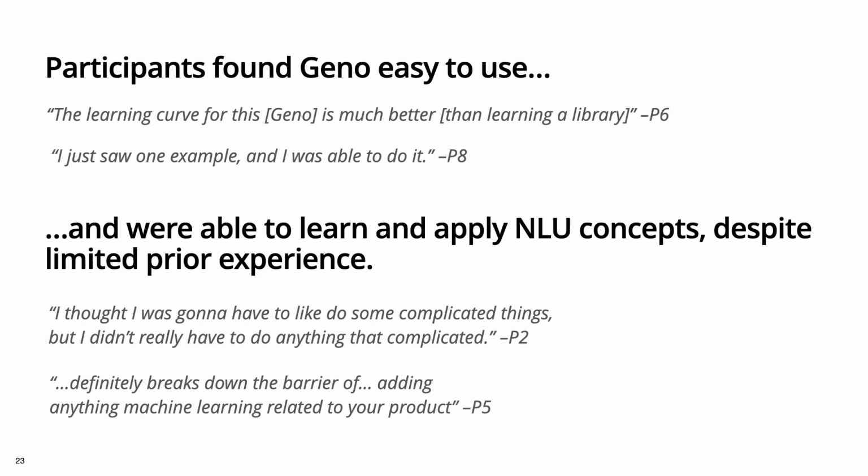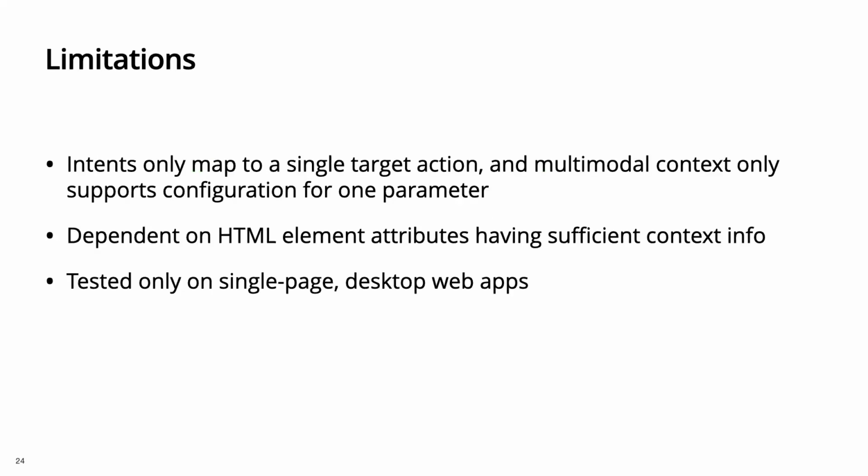I do want to mention some current limitations with Geno. Right now, intents only map to a single target action, and multimodal context only supports configurations for one parameter. It's also dependent on HTML element attributes having sufficient context info. So if an element does not have enough information, then the developer might have to go back and add some information to support multimodal context. And so far, we've only tested on single-page desktop web apps. Our future work includes looking into supporting multi-page web apps and supporting multimodal context for, say, mobile touchscreen devices.